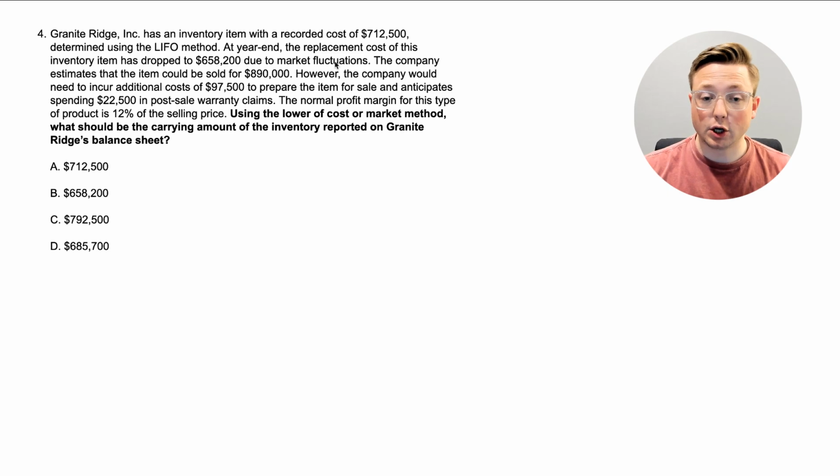However, the company would need to incur additional costs of $97,500 to prepare the item for sale and anticipates spending $22,500 in post-sale warranty claims. The normal profit margin for this type of product is 12% of the selling price. So again, with all that information, we need to figure out the carrying amount of the inventory using the lower of cost or market. Now, we just went over this.